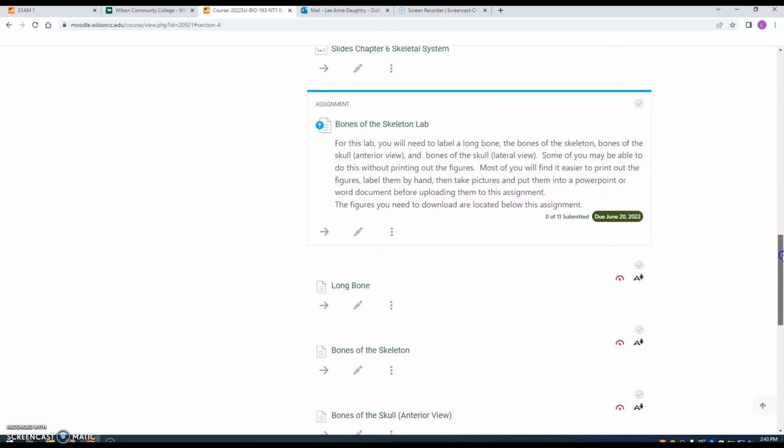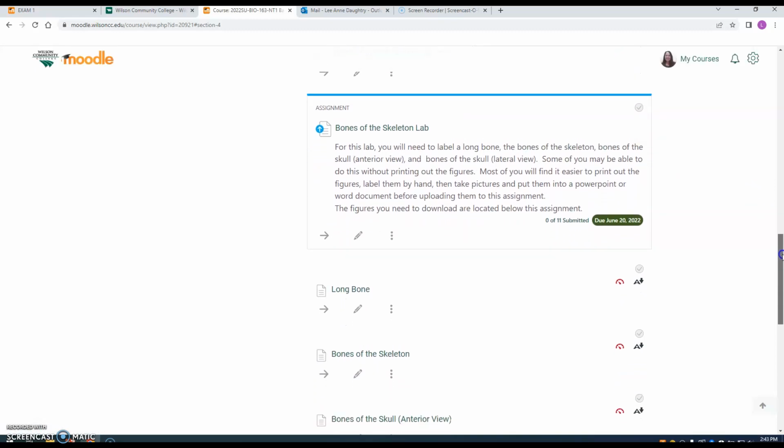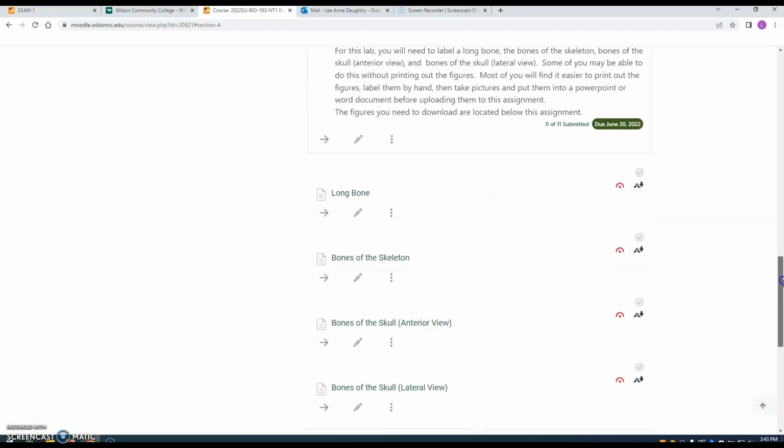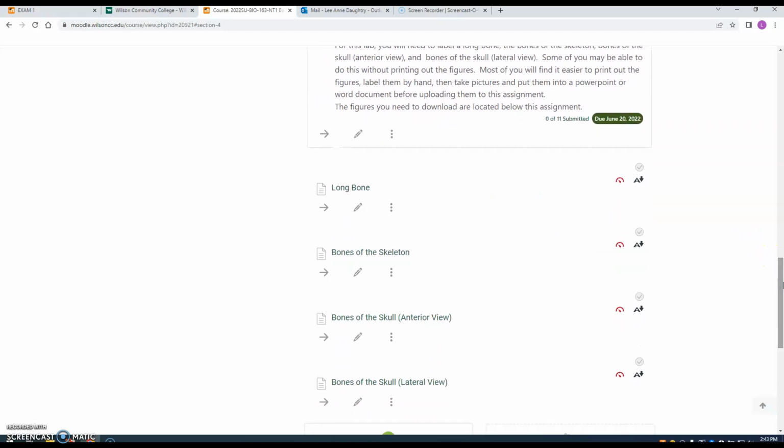But I do want to point out the lab is a little different. The lab for the skeletal system is called the Bones of the Skeleton Lab, and it is one that you're going to do on your own by hand, just to help you learn the bones of the skeleton. It is due on June the 20th, so I would go ahead and get started as soon as you can with it.